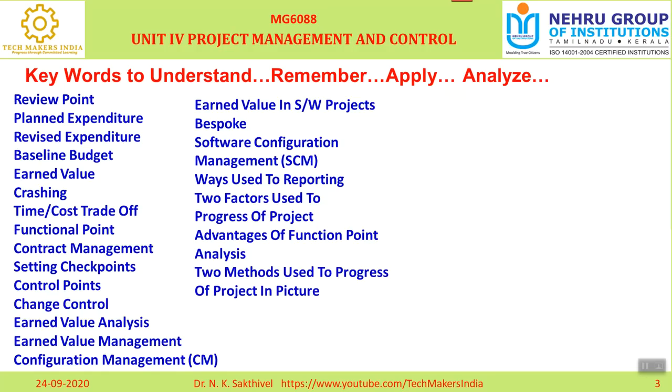And some methods are used to show the progress of a project in pictures. For example, pictorial representation is very useful for understanding purposes. There are different models. What are the models we can consider? Gantt chart is one of the models. Slip chart is the second model. Bar chart is one of the models. Timeline chart is one of the models. These are pictorial representations by which we can understand the project progress and measure our task progress.